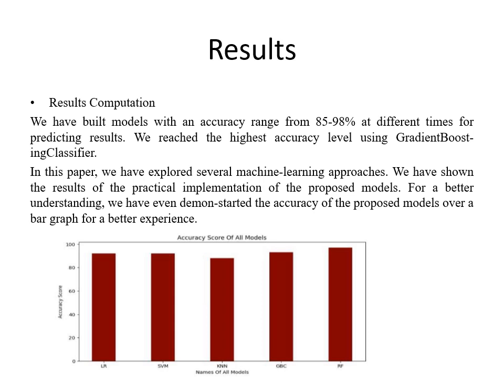These are the results. Results computation. We have built models with an accuracy range from 85% to 90%, 98% at different times for predicting the results. We reached the highest accuracy level using the gradient boosting classifier. In this paper, we have explored several machine learning approaches. We have shown the result of the practical implementation of the proposed models. For better understanding, we have even demonstrated the accuracy of the proposed models over a bar graph. You can see this bar graph that represents the accuracy score.